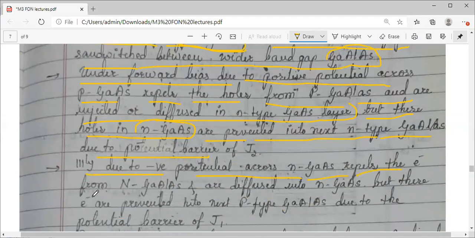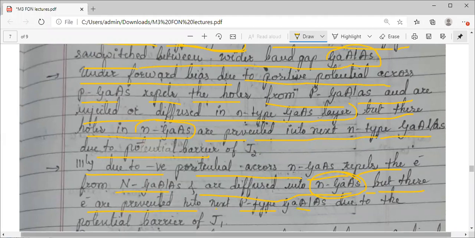Repels the electrons, as I have already explained. Similarly, due to the negative potential, repulsion occurs. The electrons will move and get diffused into the active layer. I have not used the word active layer, I've used n-type gallium arsenide. But these electrons are prevented from moving into the next p type.